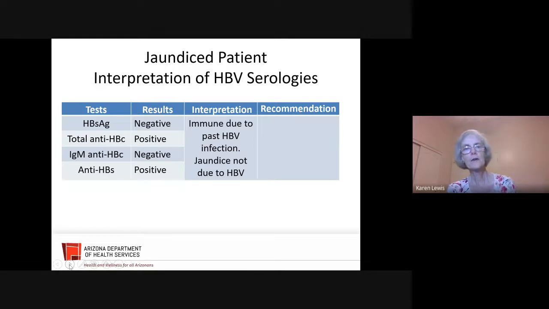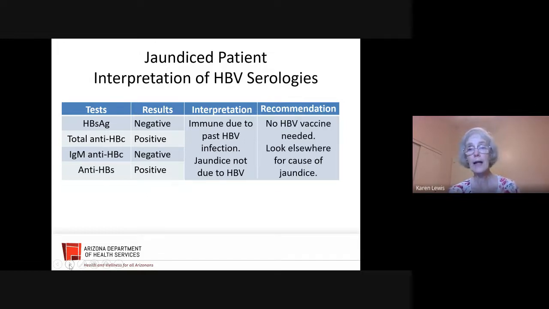So they're jaundiced, but they look immune due to past hepatitis B infection. And so the jaundice is not due to hepatitis B. And you don't need a vaccine because they're already positive for antibody to hepatitis B surface antigen. The infection was enough of an immune challenge, and so they're positive, and there's no need to give a vaccine.